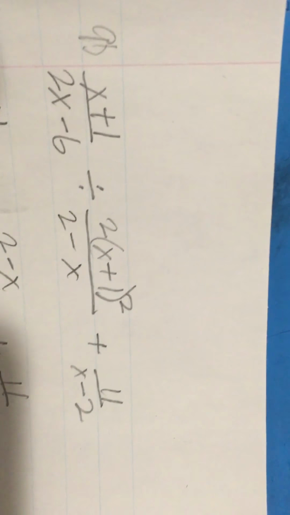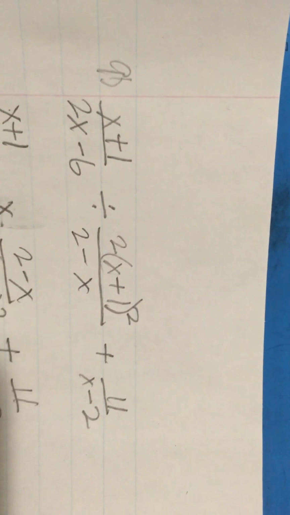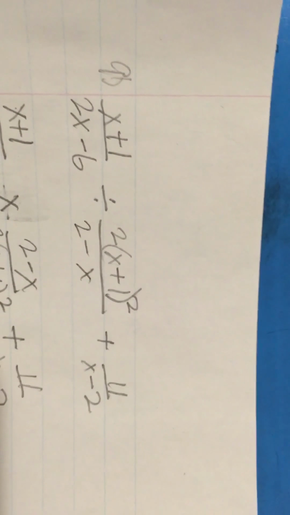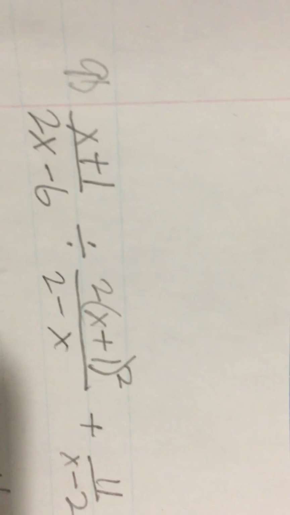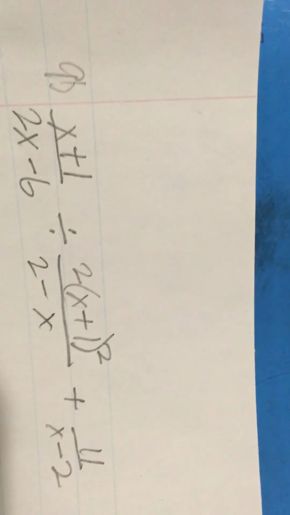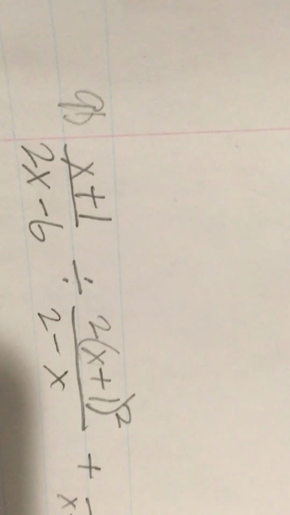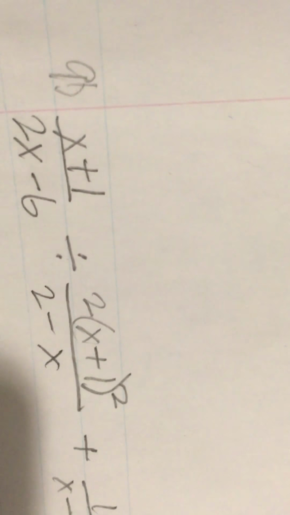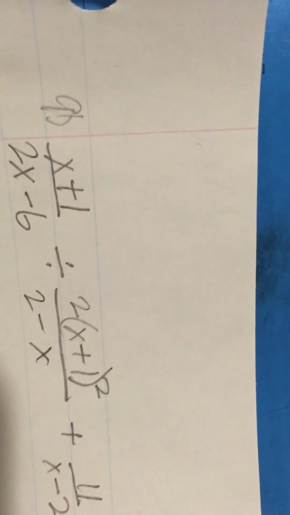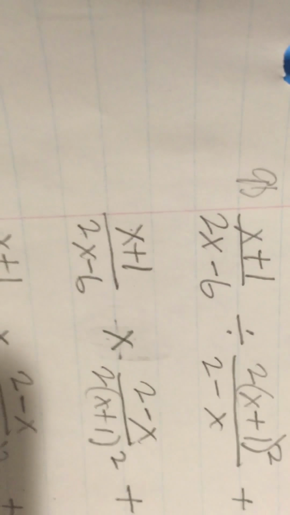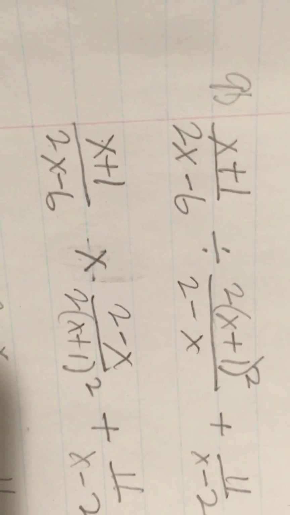So in this question, we have (x + 1)/(2x - 6) divided by (2x + 1)²/(2 - x) + 11/(x - 2). Since it's a division, we can't really divide it, which means we have to turn it into a multiplication. So we have to flip (2x + 1)²/(2 - x) to its reciprocal, which turns into (2 - x)/(2x + 1)².